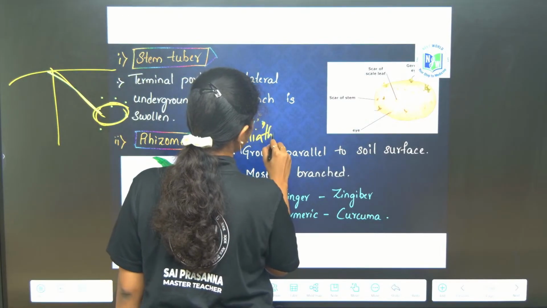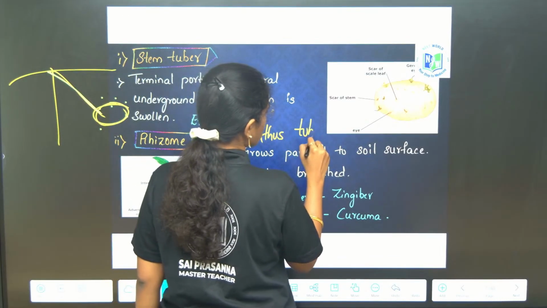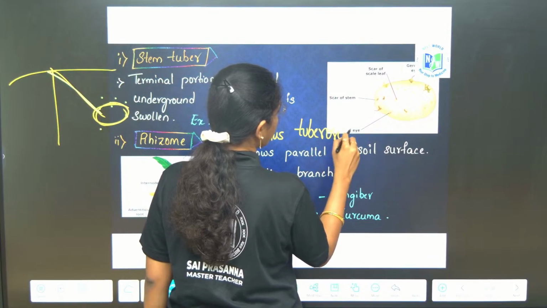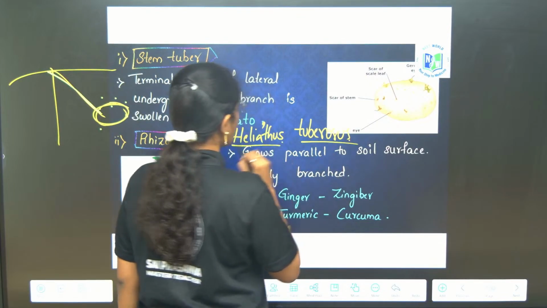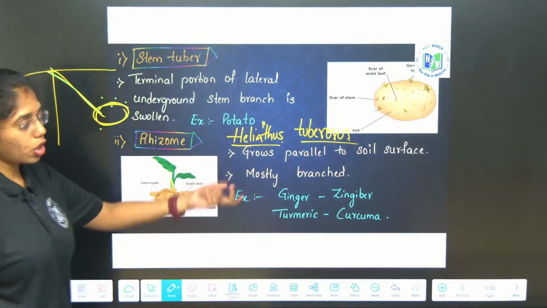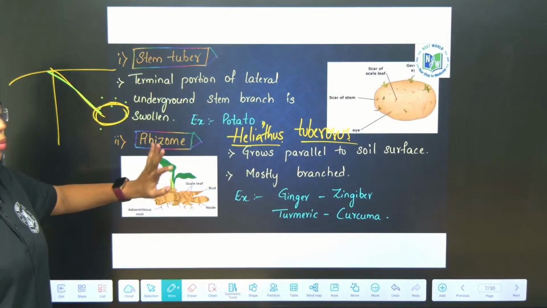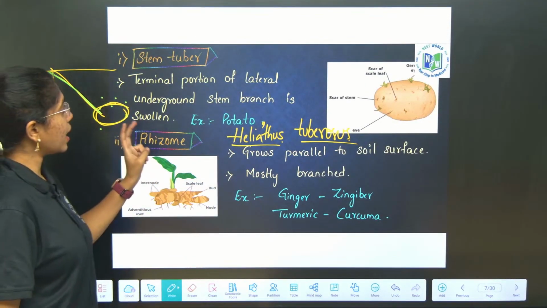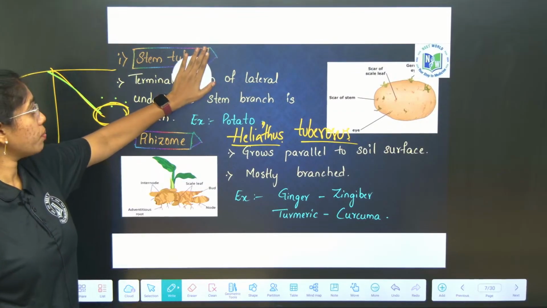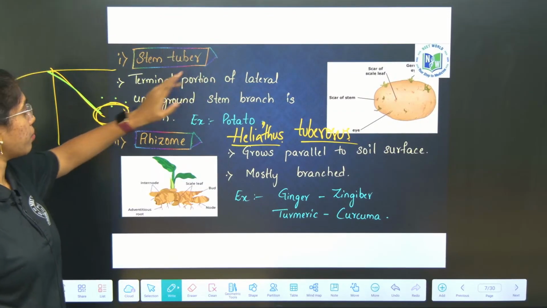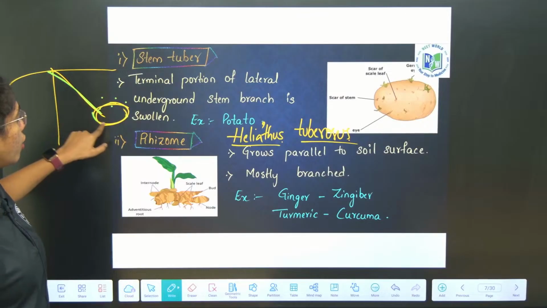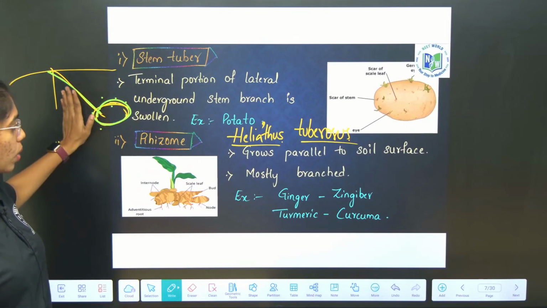Helianthus tuberosus, Jerusalem artichoke is the common name, and this is the scientific or botanical name. Next, which part is modifying is important. In stem tuber, what is modifying? The terminal portion of the lateral branch is getting swollen.